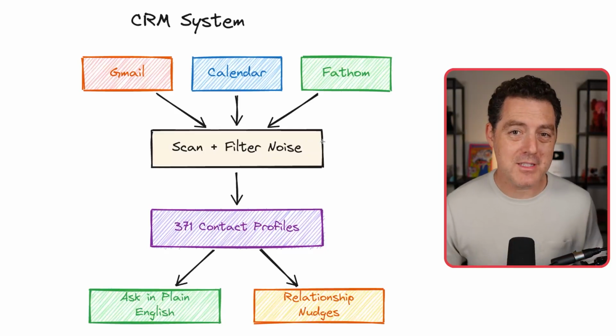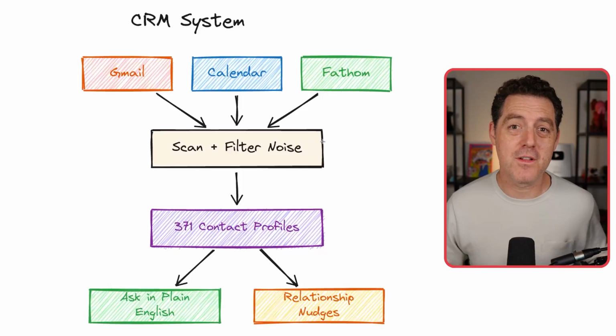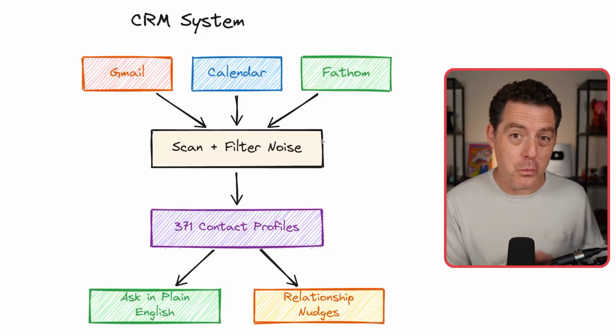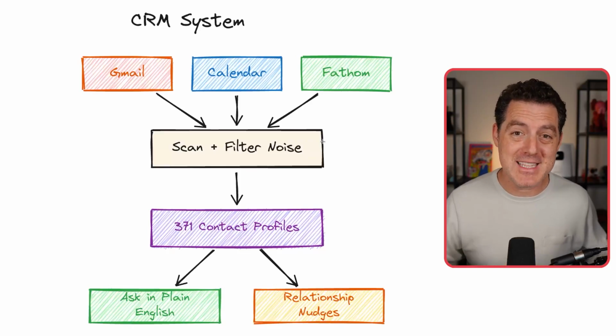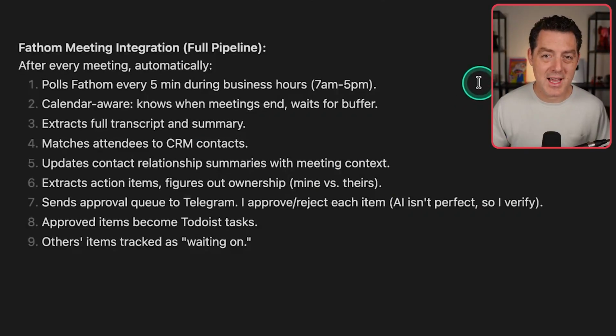And by the way, you can screenshot any of these workflows and send it directly to your OpenClaw, and combined with the prompts that you can find down below, it'll build it for you. It is that simple. So here's how this actually works. It pulls Fathom, my note taker, every 5 minutes during business hours. It is calendar aware, so it knows when I have meetings with external people, that's people outside of my company, and it waits for those meetings to complete, then ingests them.